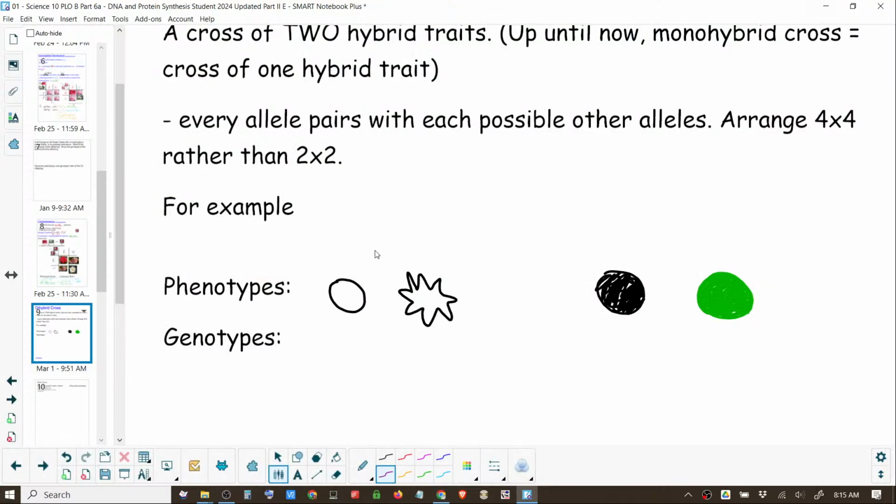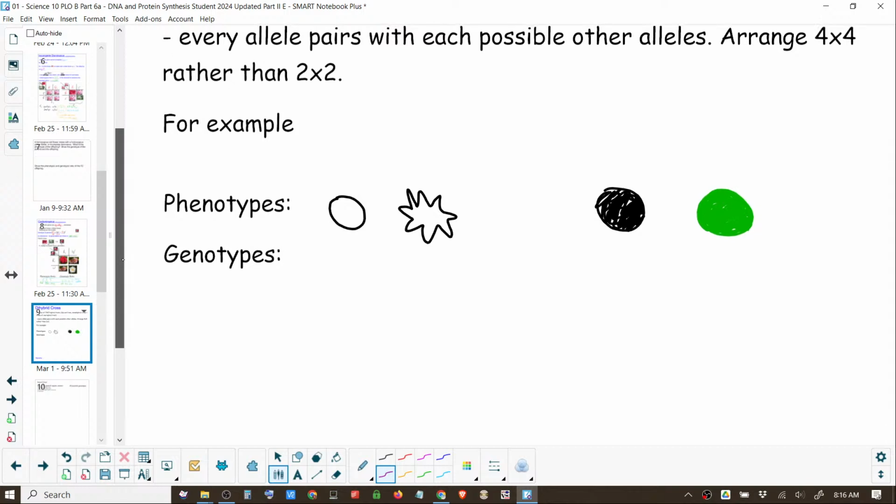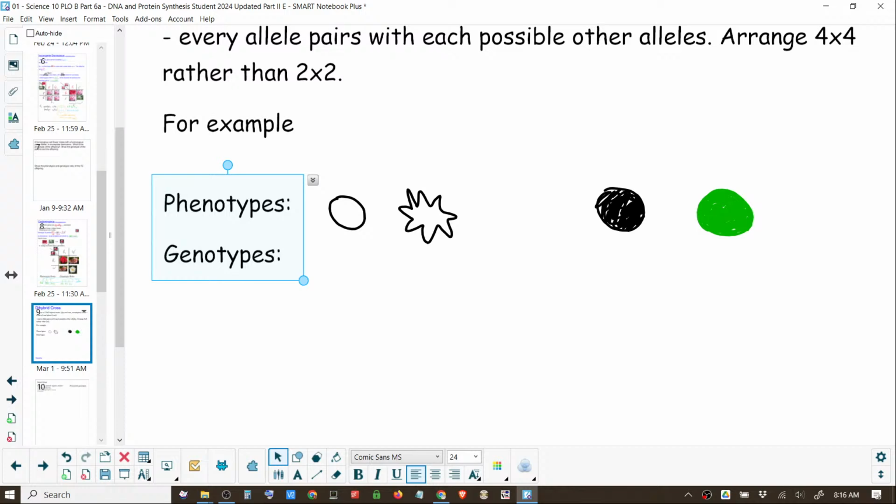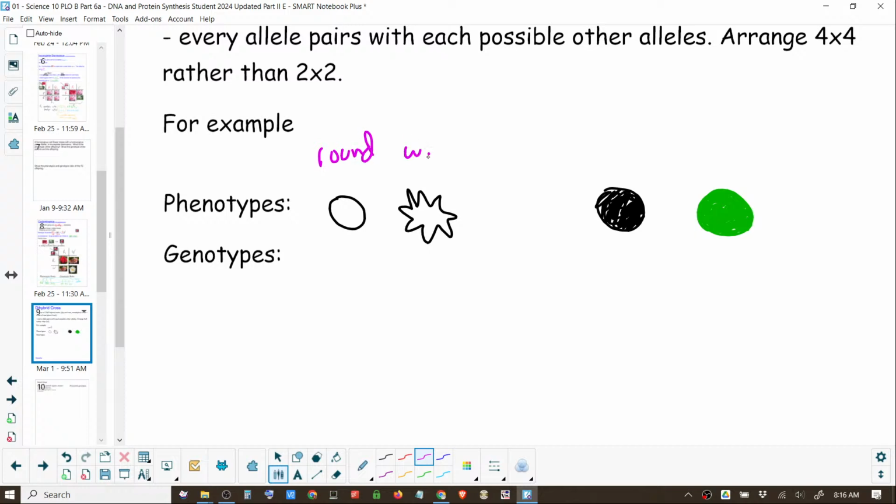Okay, phenotypes. We are doing backcrossing. No, he's late. Okay. So, we're going to do a dihybrid cross in which we have a round and a wrinkled pea, and we also have a black and a green. So those are our phenotypes.